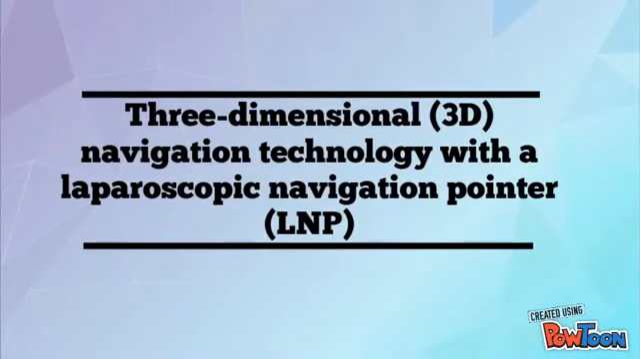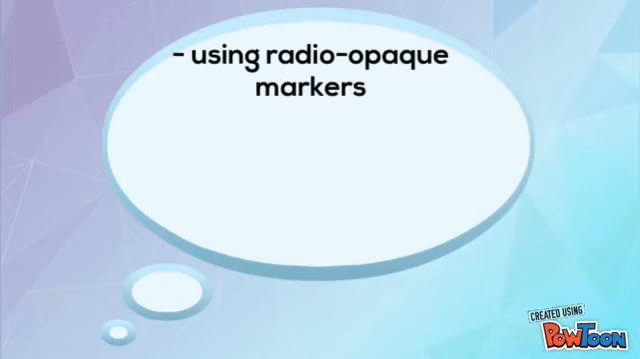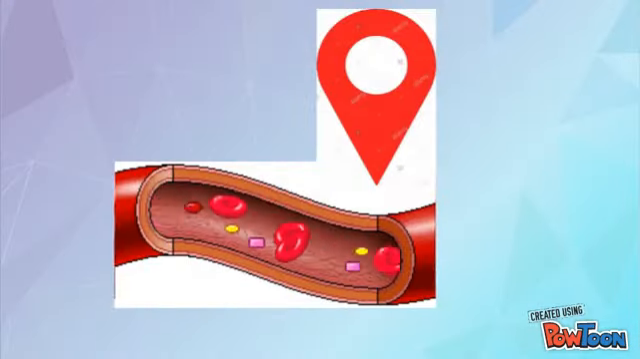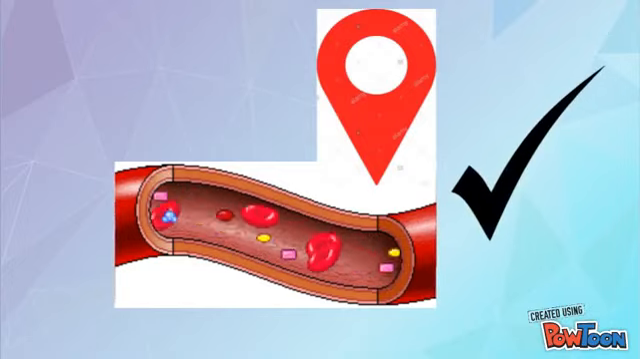The first paper is about 3-dimensional navigation technology with a laparoscopic navigation pointer. This method allows registration using radio-opaque markers. The position of landmarks was initially determined using preoperative imaging, and subsequently outlined during the surgery with the navigation pointer. The laparoscopic pointer could help surgeons identify the correct location of vessels.